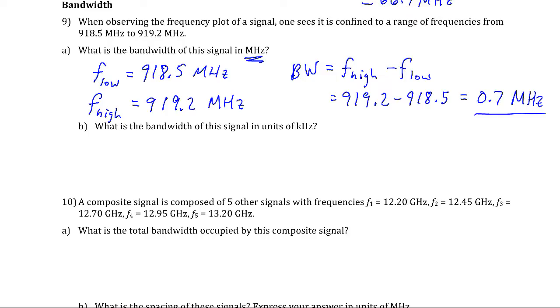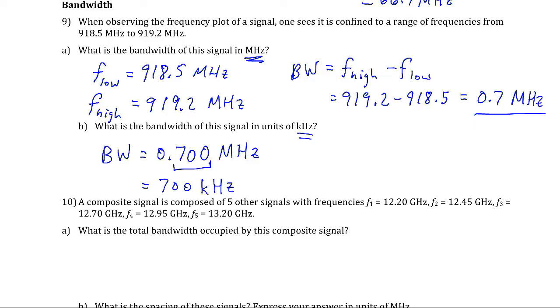For part B, what is this bandwidth in kilohertz? Well, the bandwidth is 0.7 megahertz, but I'm going to go ahead and write 0.700 megahertz. And when I move to kilohertz, I can just take these three decimal places and say that this is 700 kilohertz.